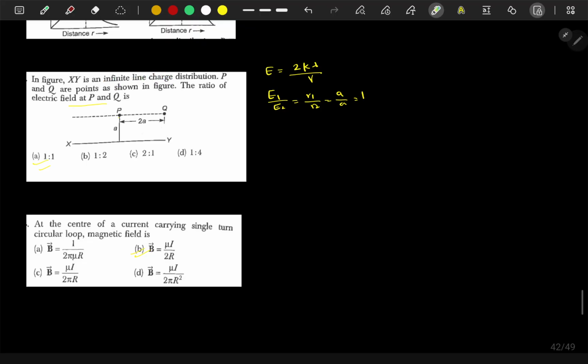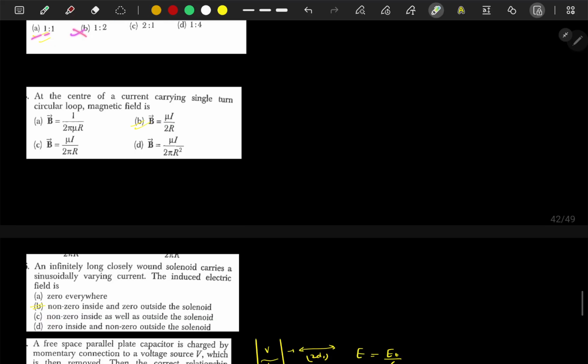Now, in a finite line charge distribution, P and Q are points shown in the figure, the ratio of the electric field at P and Q equals 2 upon lambda, it depends on this, not this. So for both these points it is the same, so the ratio is 1 to 1. Magnetic field I upon 2 pi R.